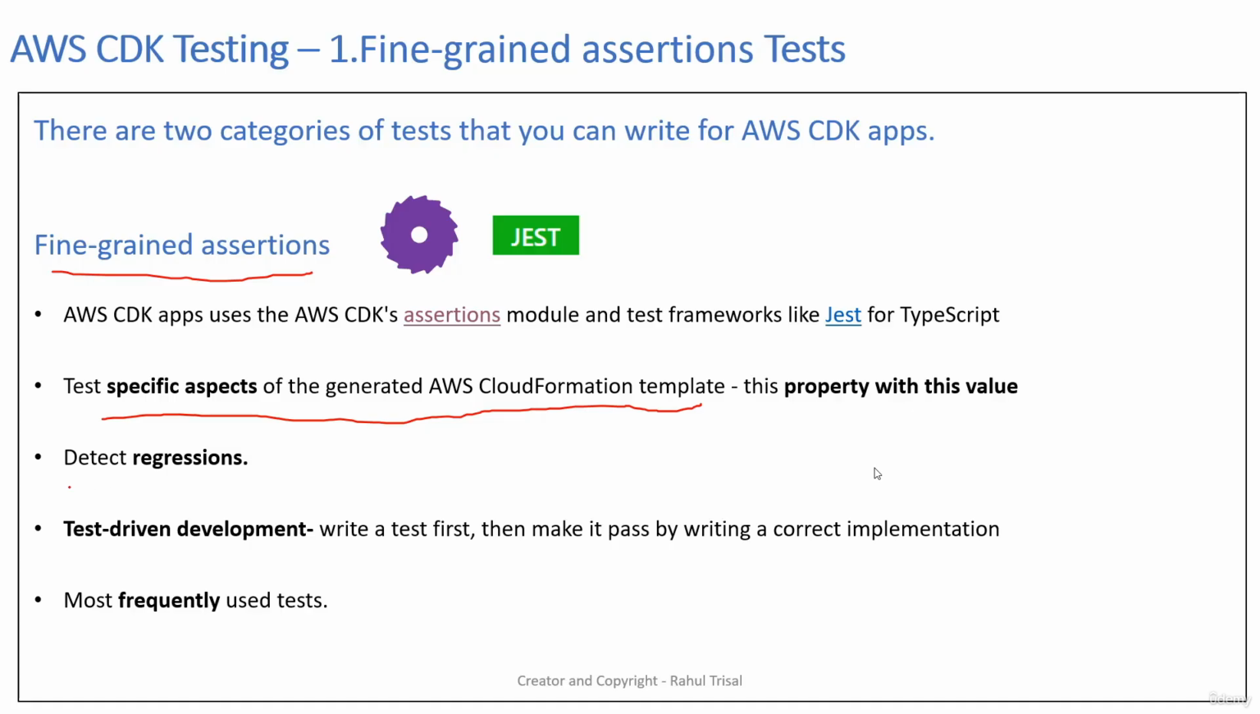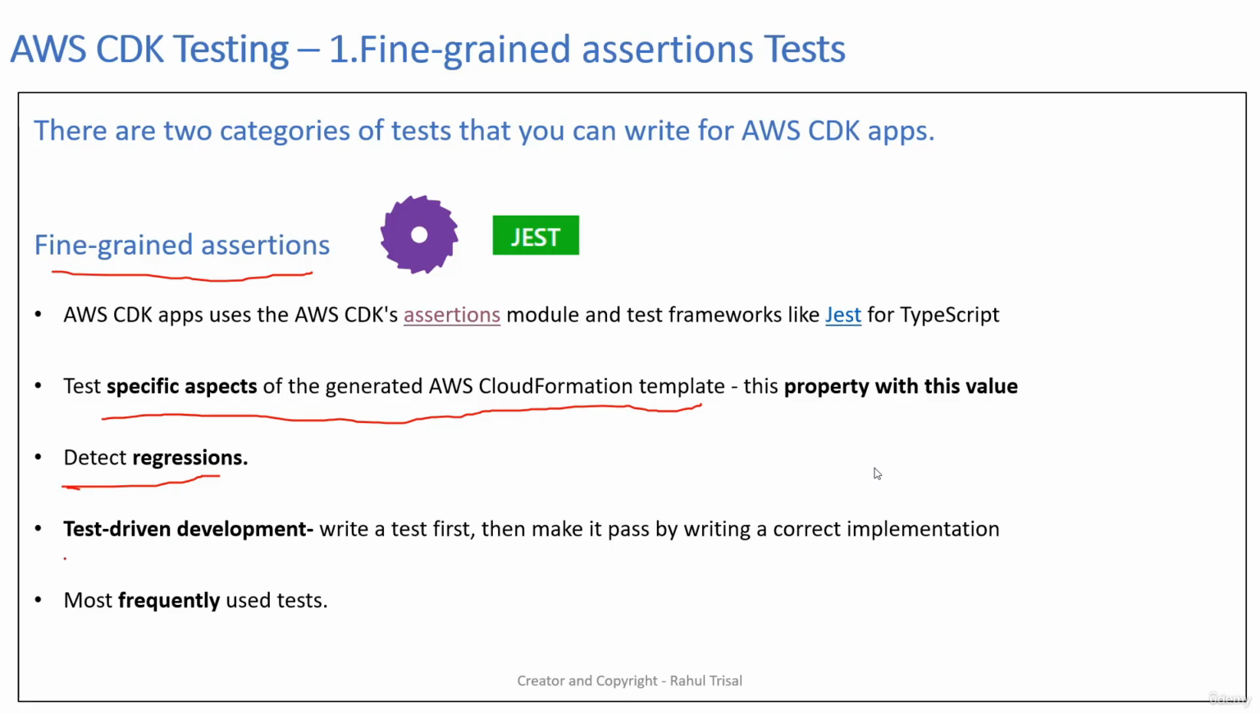So how is this useful? It is useful for detecting regression. So say you are making a lot of changes to your CDK code, and at the end of the day, when you run the test, it will make sure, like in our S3 example, that versioning enabled is true. Otherwise, those tests will fail.